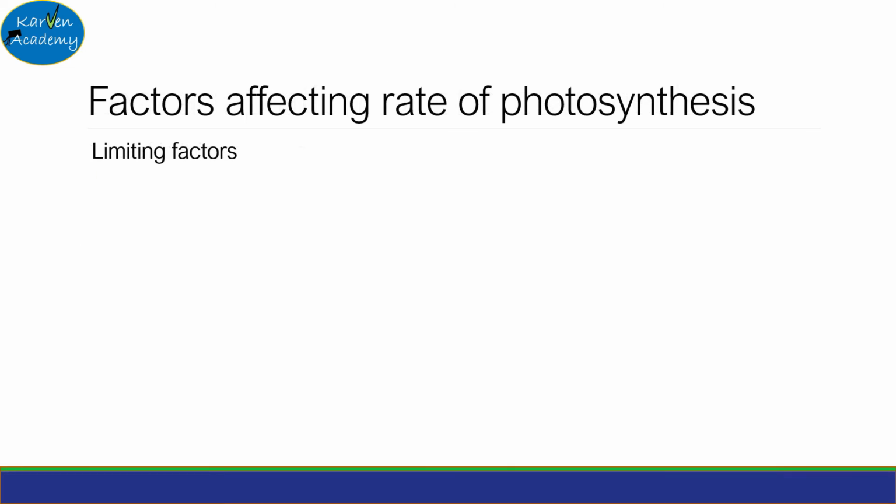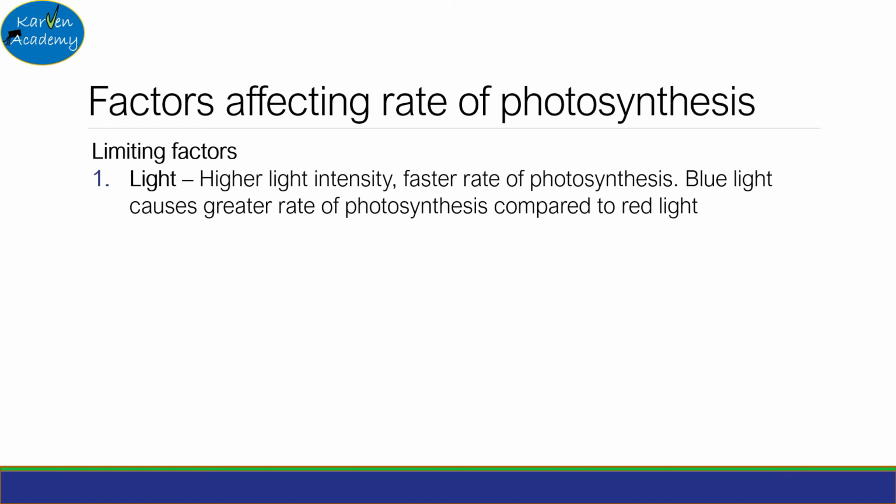Okay, let's look into the factors that affect the rate of photosynthesis. The obvious one is light. Light with higher intensity means more photons are emitted per second, resulting in a greater rate of photosynthesis. Don't confuse this with frequency, as it's different. Higher frequency of light causes a greater rate of photosynthesis, generally, but this depends on the amount and type of pigments contained within the chloroplast.